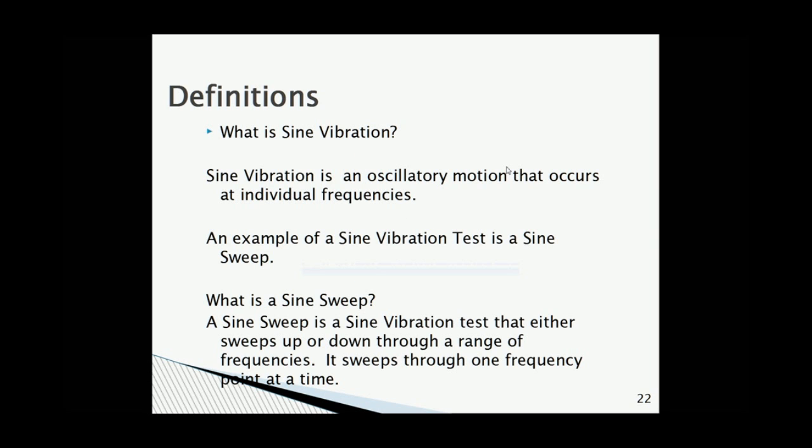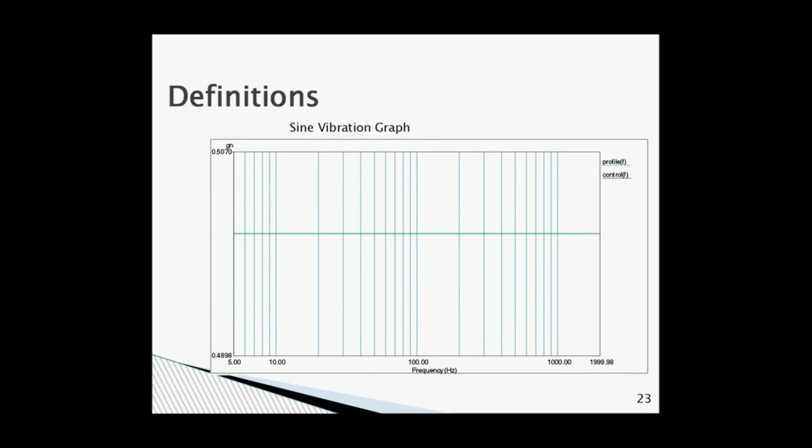What is sine vibration? Sine vibration is an oscillatory motion that occurs at individual frequencies. An example of a sine vibration test is a sine sweep. What is a sine sweep? A sine sweep is a sine vibration test that either sweeps up or down through a range of frequencies. It sweeps through one frequency point at a time. Okay, let's look at sine vibration graphically.